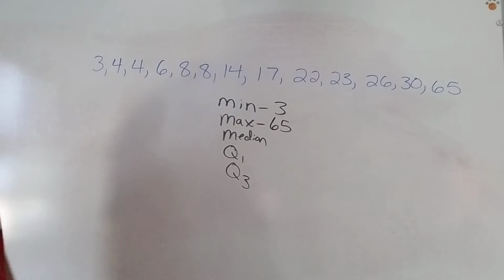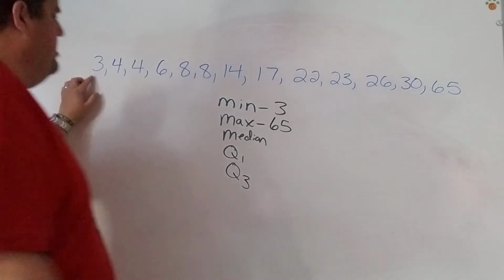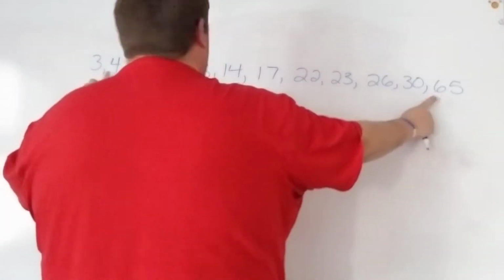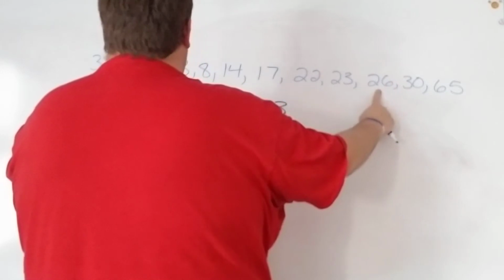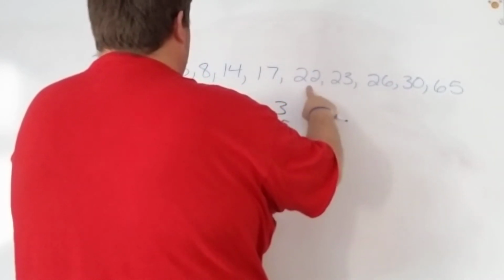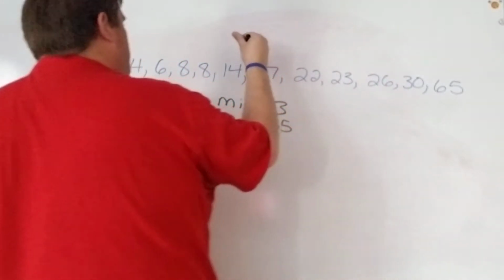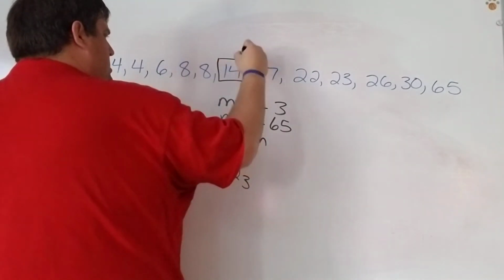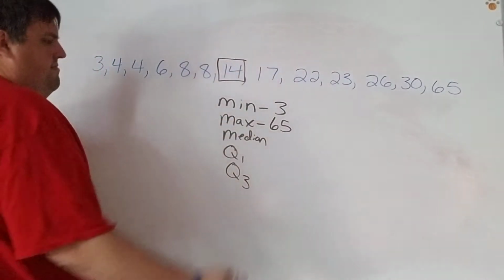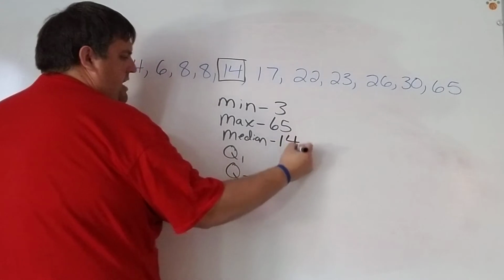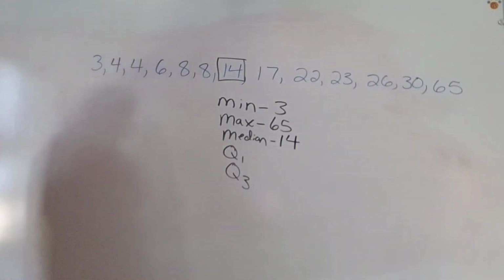Median, remember, is the middle, and that's why we had to put it in order, because we want to find out where the middle of our data is. So you can cross them off or use your fingers. But our middle number here is 14. That's the median age at the park. Okay?